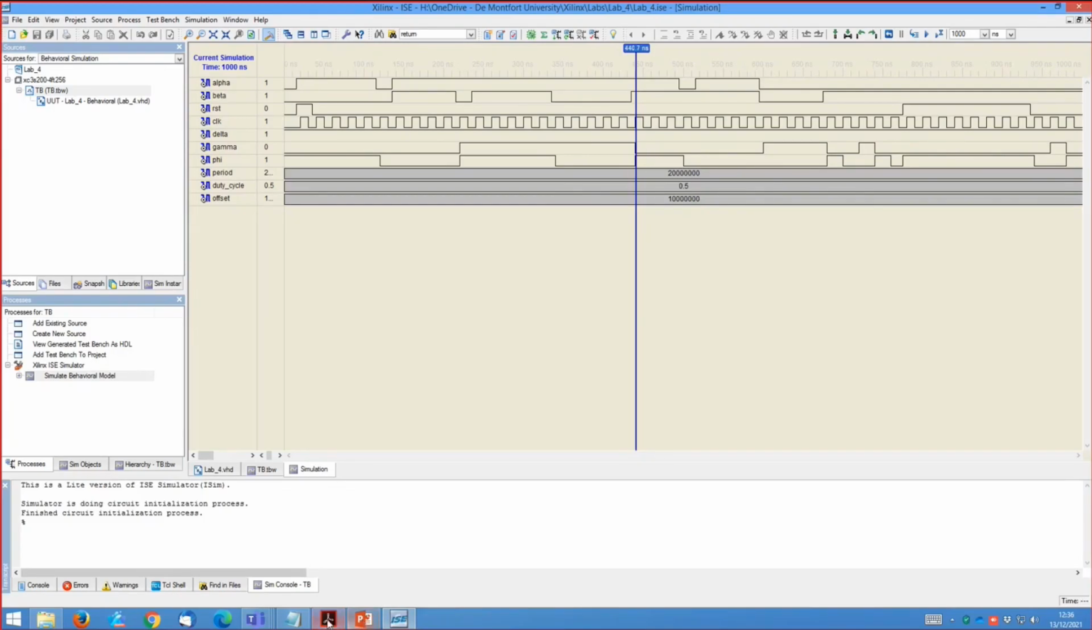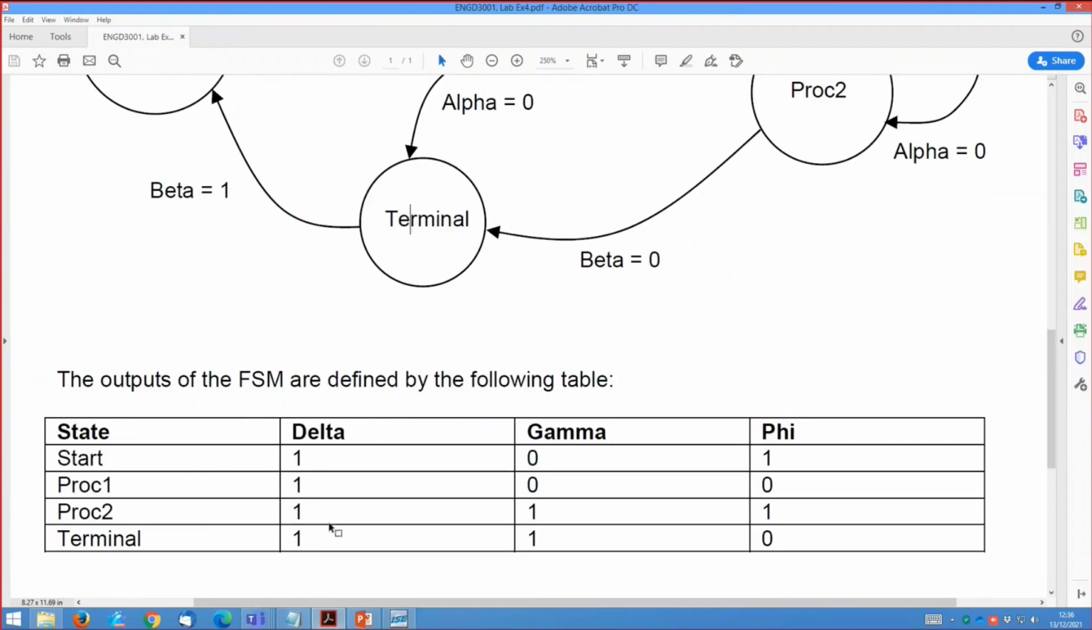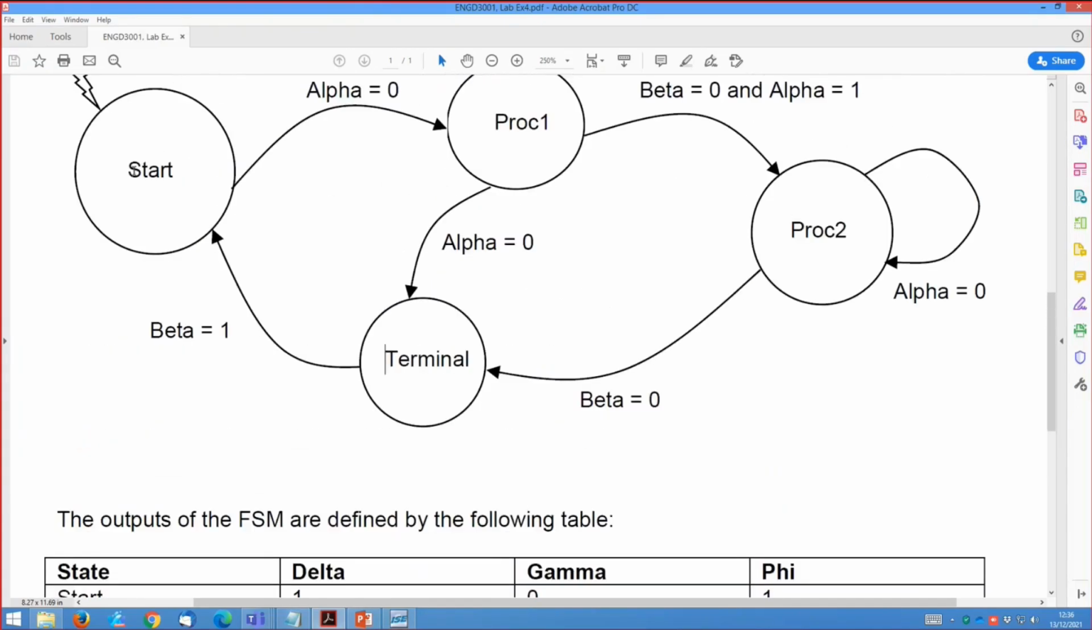If I go to the diagram, 1, 0, 1 now corresponds to the start state. So because beta was 1, I moved from terminal to start. So now I'm back to start.